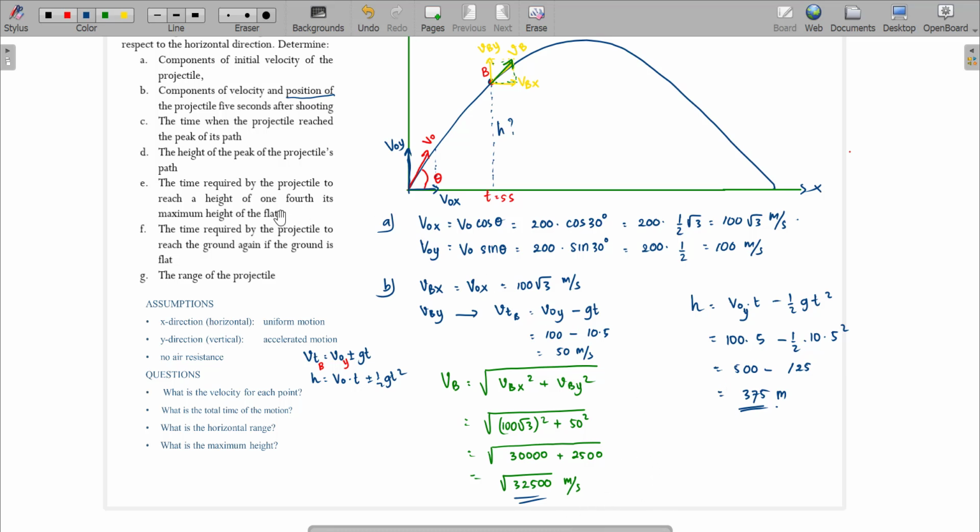Next, other questions, point C. The time when the projectile reached the peak of its path. Okay, this is the maximum height, the maximum height in the y-axis. You must find the time to reach the peak of its path. Time in here, how much is it?